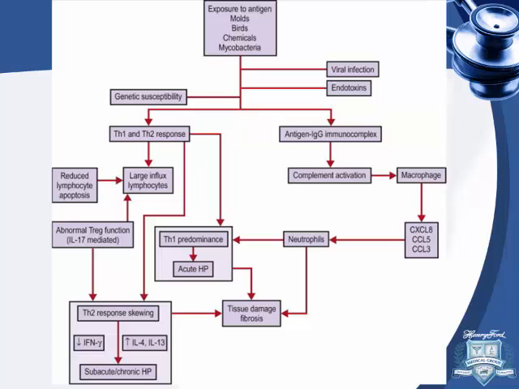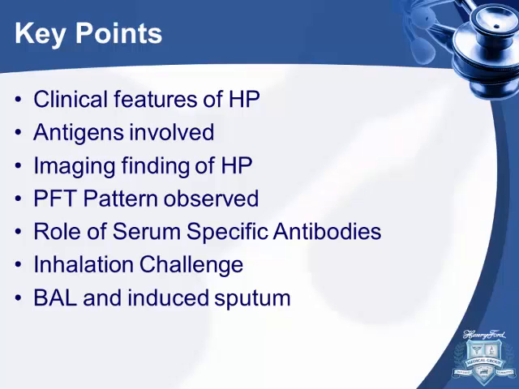I think what, especially the people who are taking the boards, need to understand is that it's a combination of type 3 and type 4 hypersensitivity reaction that leads to HP. So that's something that can come on the boards.